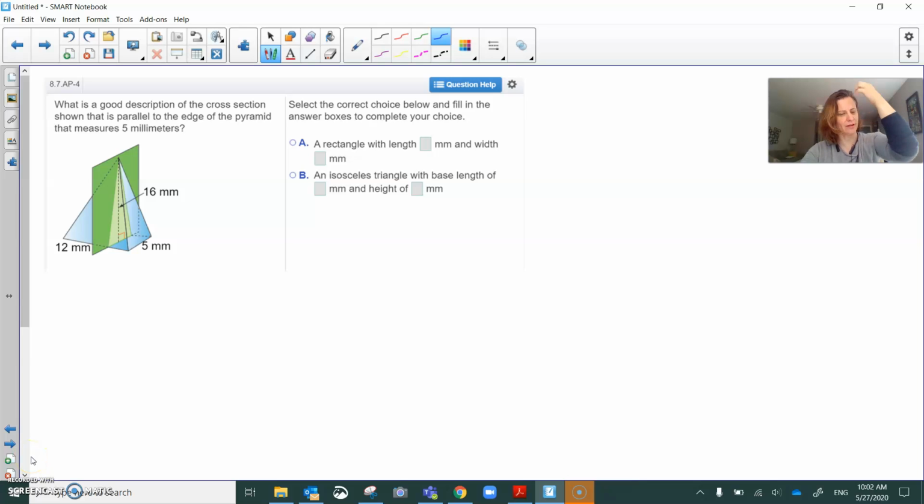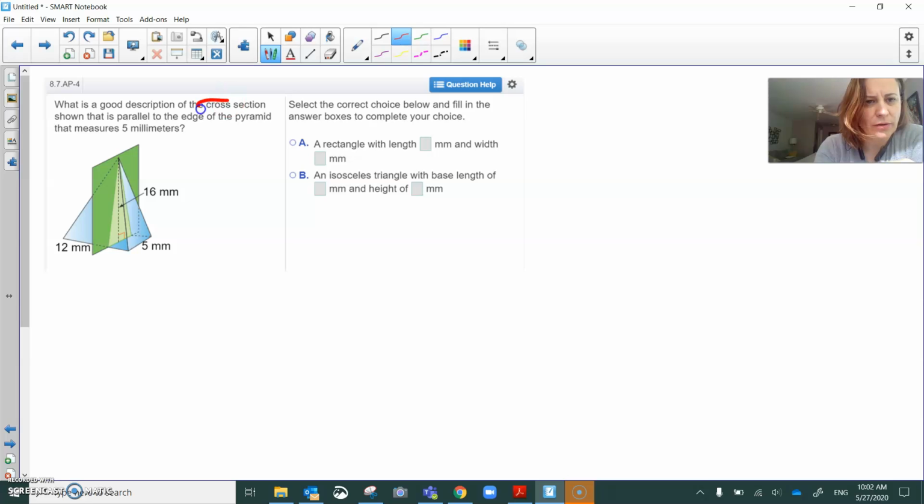Okay, second video. This is from the 8-7 homework. This is question number 4. What is a good description of the cross section shown that is parallel to the edge of the pyramid that measures 5 millimeters? So let's look at the vocab here.